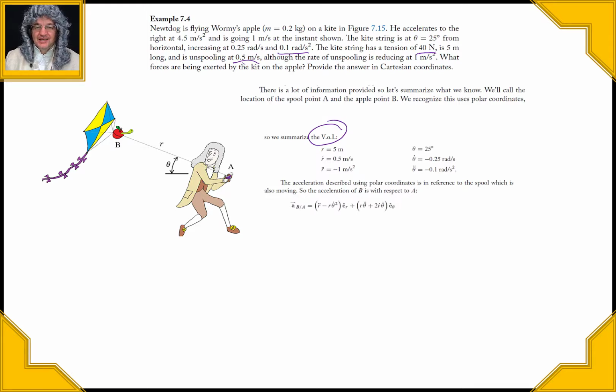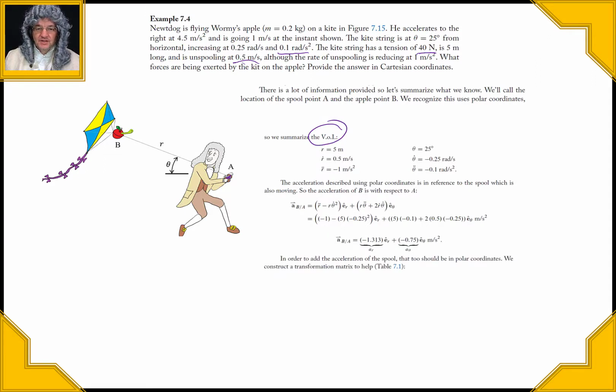And so we could write out what the acceleration is, but this is the relative acceleration of B with respect to A, right? And we can plug all those things into this relative acceleration, and we can find what those components are for this relative acceleration. And in order to add them together, right? So the acceleration of Newt Dog was given here. It was also given the velocity of Newt Dog. That was the 4.5 and the 1 meter per second, right?